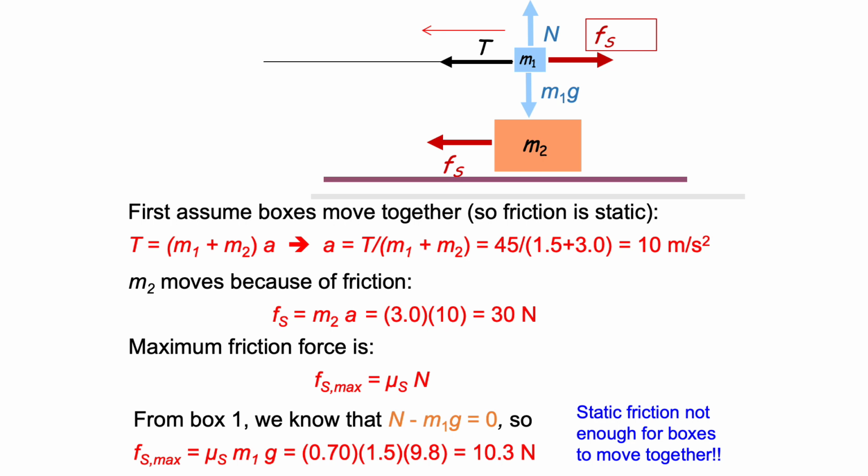So let's do the math. From box 1, we know that the normal force minus m1g equals 0. So the normal force is equal to the mass of block 1 times g. Now we can calculate the maximum static friction by multiplying the coefficient of friction times the normal force, and we get 10.3 newtons, which is indeed less than 30 newtons. So the static friction is not enough for the boxes to move together. The way that this problem is set up, given the tension force of 45 newtons, it's going to end up breaking the static friction condition, and the blue block is going to slide.